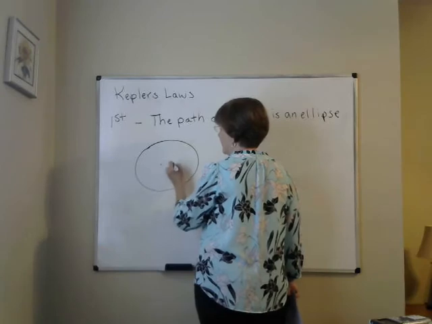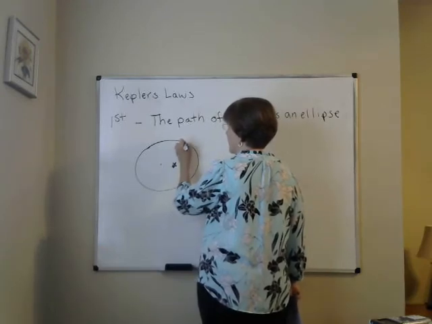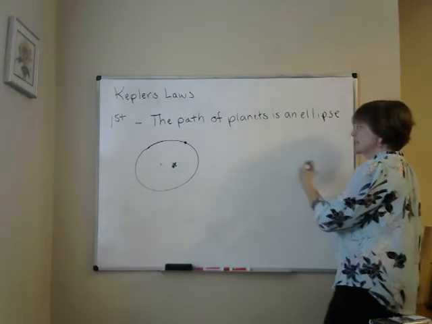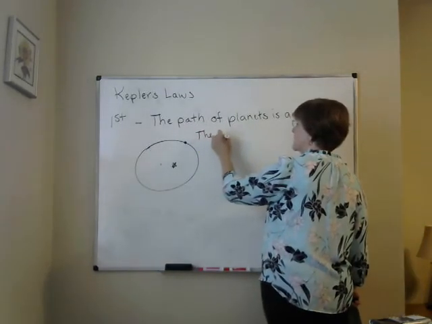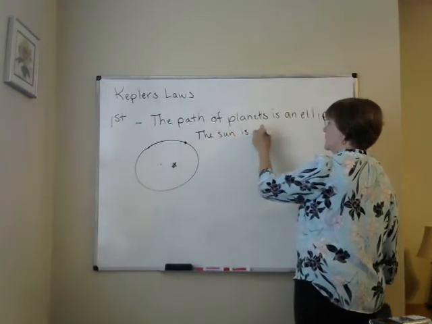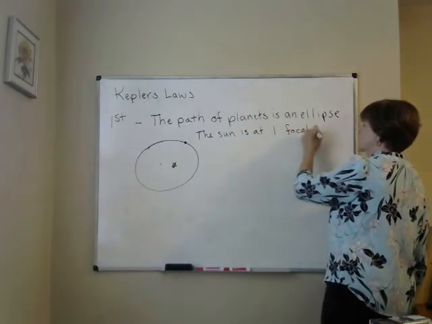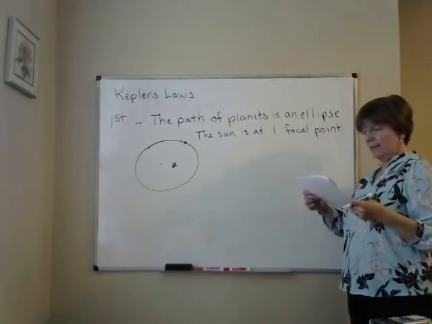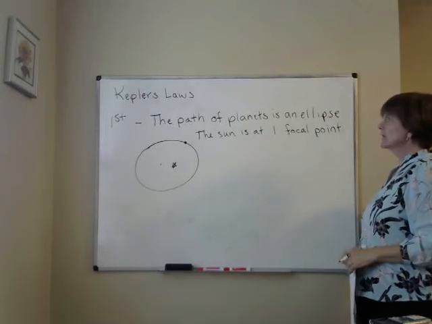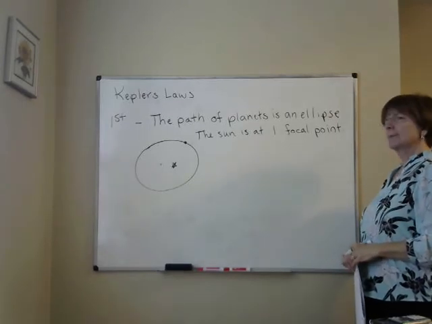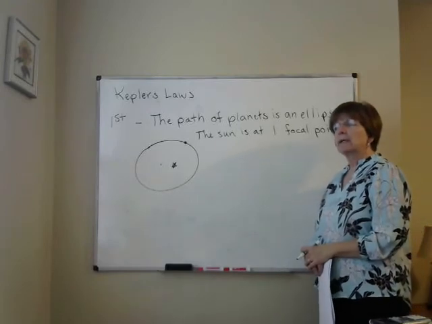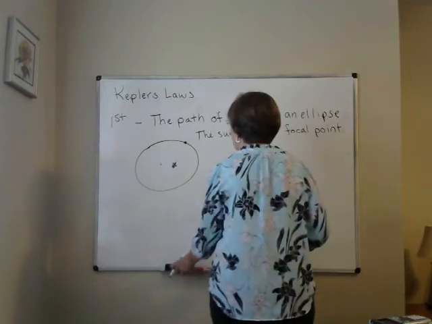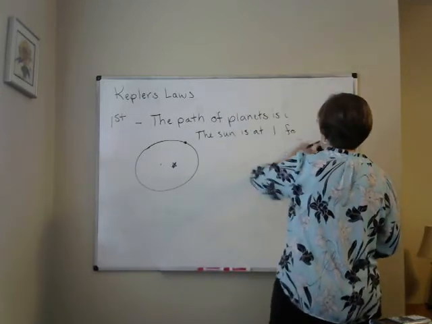And if there's 2 focal points, one of them is the sun. So maybe this is a planet orbiting the sun. So the path of the planets is an ellipse. The sun is at one focal point. An ellipse has 2. One of them is going to be there. That's the first law. That's all the first law says, is that the path or the orbits are elliptical and the sun is at one of the focal points. The second one has to do with how fast everything is going.